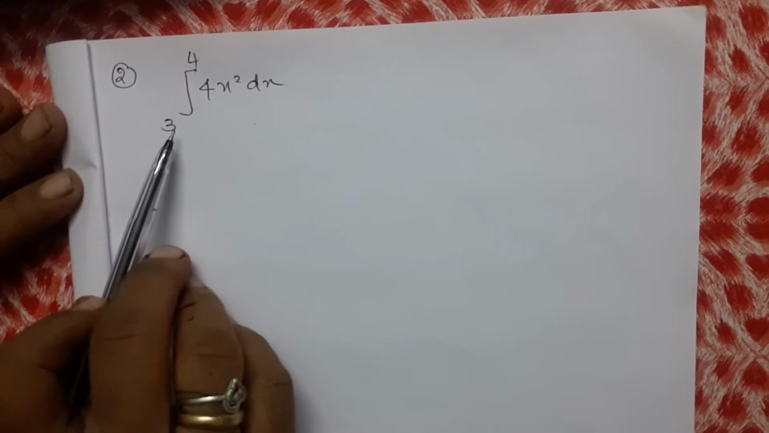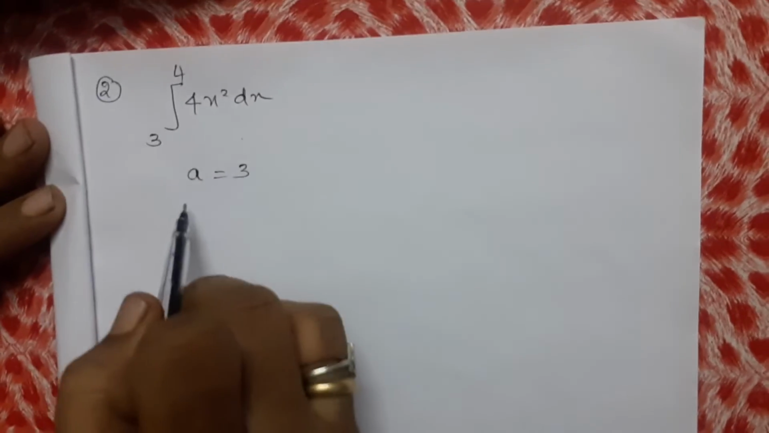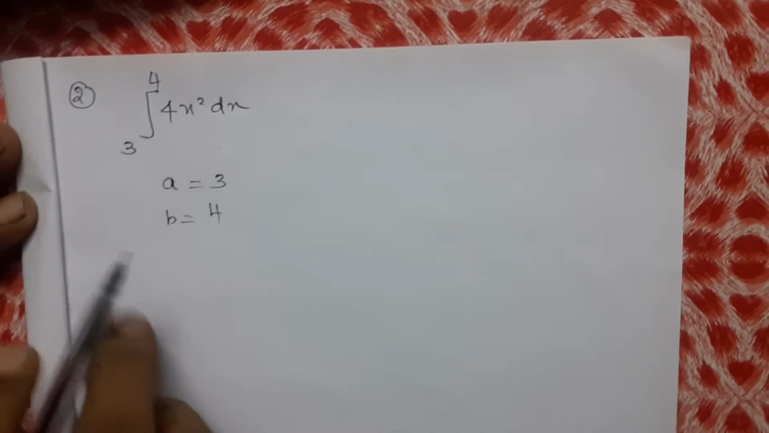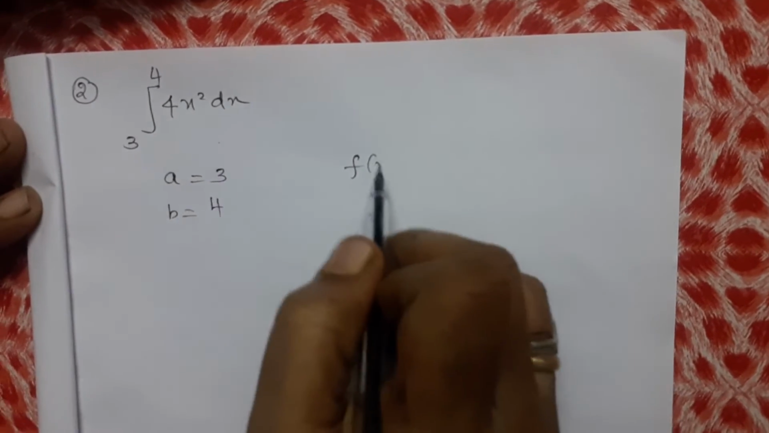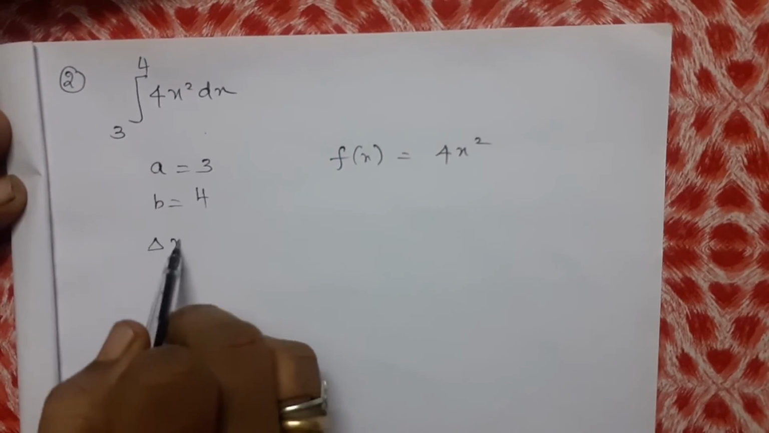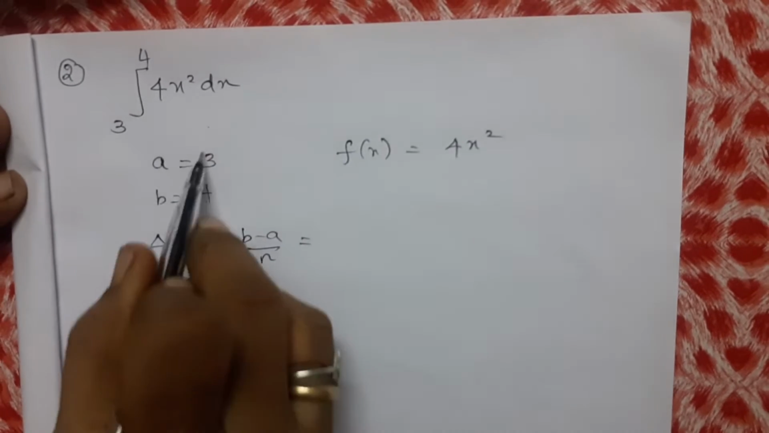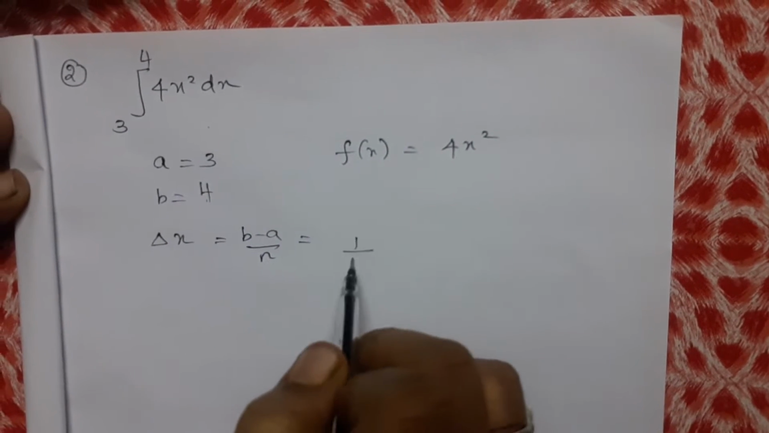Now we discuss another problem. In this problem, our lower limit is 3 and the upper limit is 4. So b is 4 and our f of x is nothing but 4x square. So that we find del x. Del x is (b minus a) by n, so that (4 minus 3) by n, which is 1 by n.